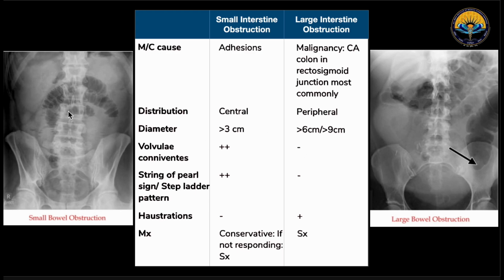We can also see valvulae conniventes, which is suggestive of jejunal obstruction. Here we can see this complete valvulae conniventes or step ladder pattern, which is suggestive of jejunum. Normally, the ileum will appear characterless or featureless. Whereas if we talk about large bowel obstruction, we will see incomplete haustrations, which are suggestive of large bowel obstruction.